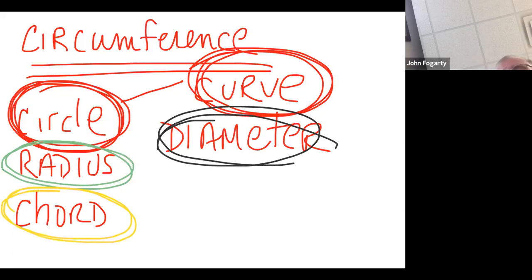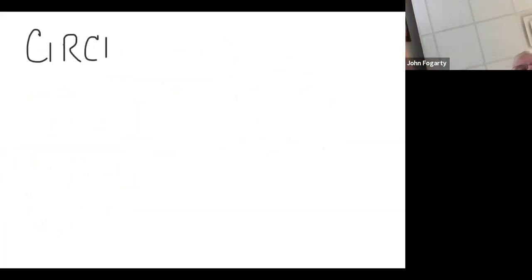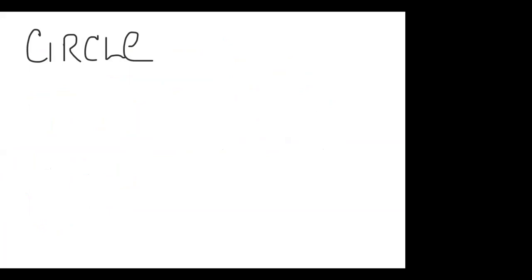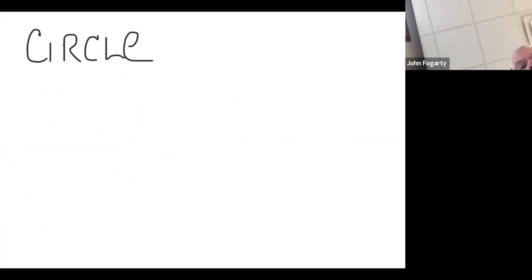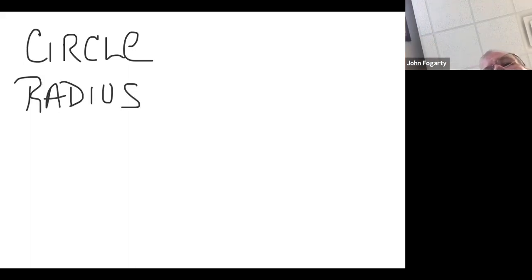So, for example, if I said to you, what's a circle? Well, what's the definition of a circle? All the points in a plane equidistant from the same point called the center. You need to know that definition backwards and forwards. What if I asked you, what's a radius? Well, a radius is a line segment. So it's part of a line whose two endpoints, one of them is the center of the circle, and the other one is a point on the circle.